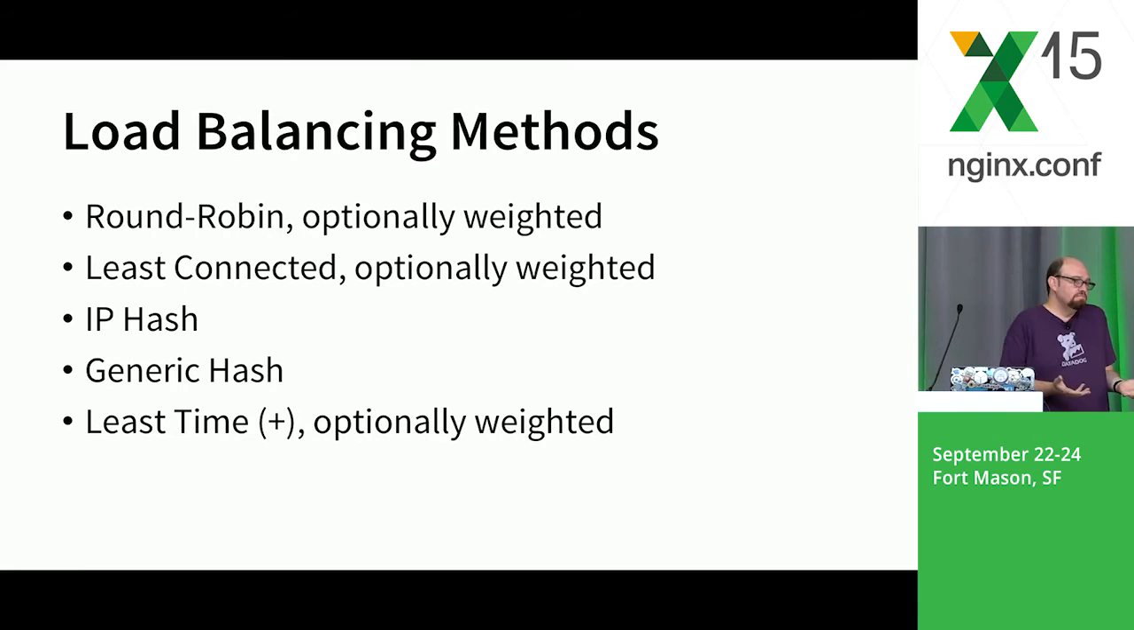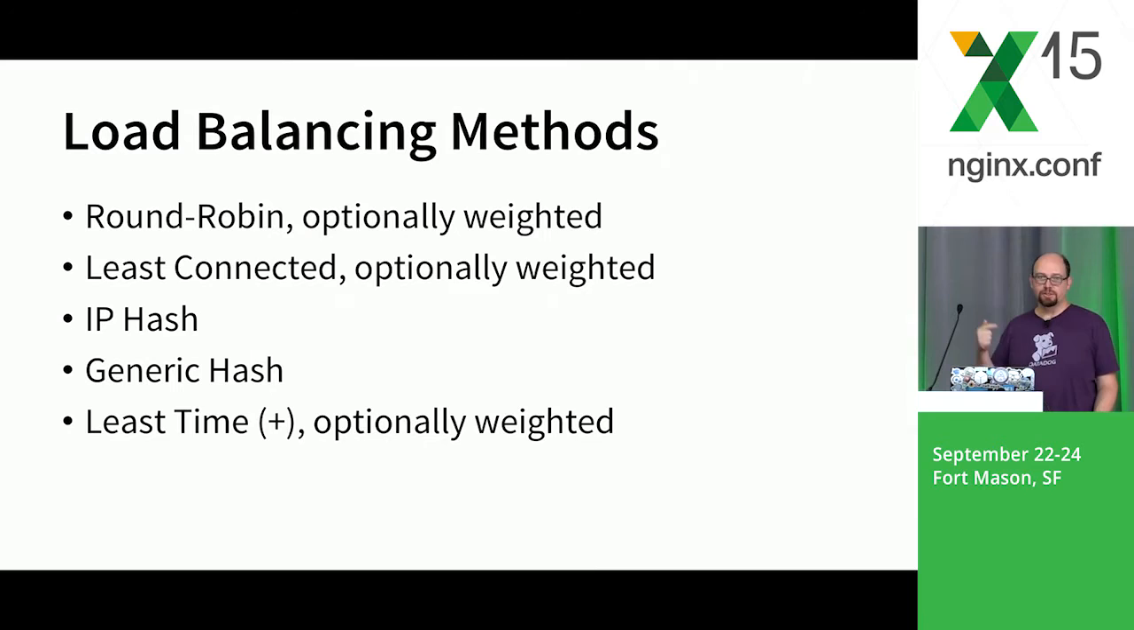Hopefully that's kind of self-explanatory. You set up an upstream block, and within that upstream block, you say server web server one, server web server two, server web server three. So you define all the servers that you want in your group of load balanced servers. Then each request that comes in goes to the next one. The first request goes to web server one, the second to web server two, the third to web server three, and then 1, 2, 3 and so forth.